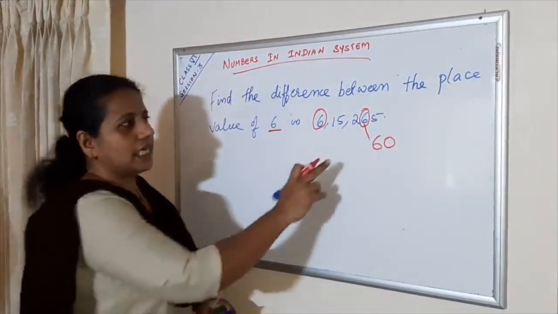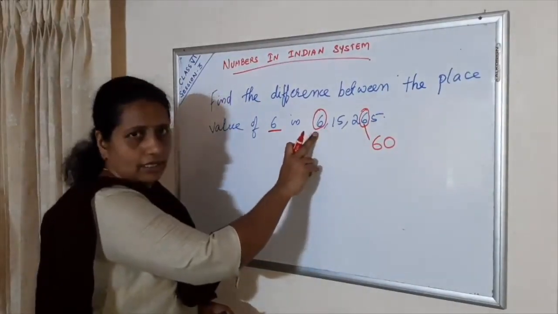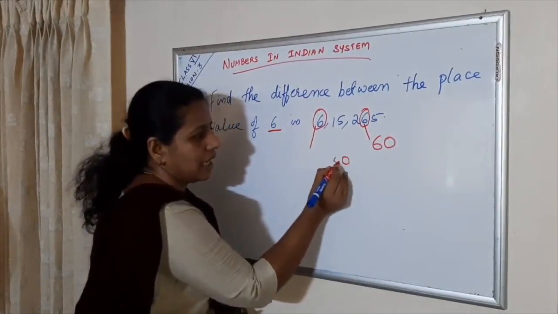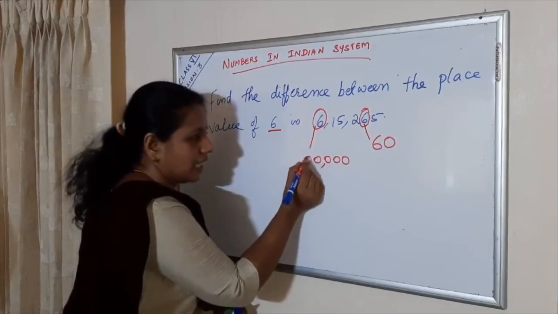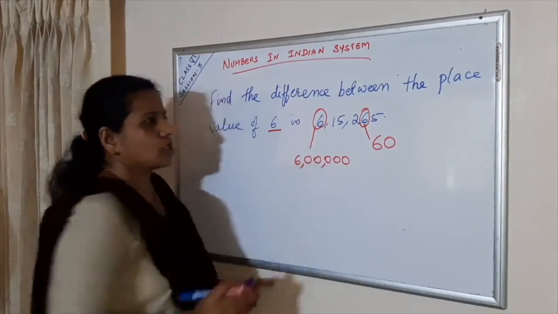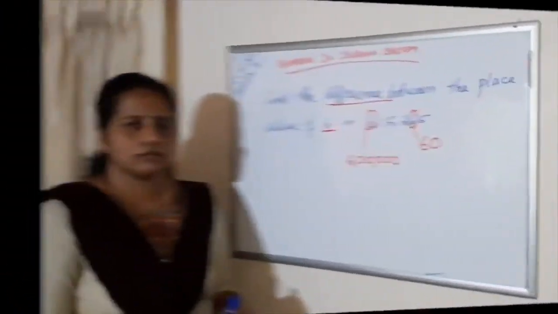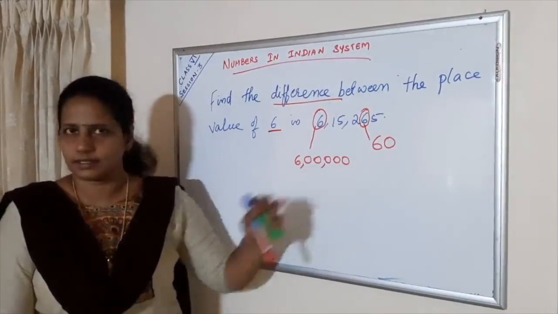Good. The next one, tell me. Ones, tens, hundreds, thousands, ten thousands. Yes, it is in the lakhs place. That is ones, tens, hundreds, thousands, ten thousands, lakh. So the place value of the second 6 is 6 lakh. Now we have got the place values 6 lakh and 60.